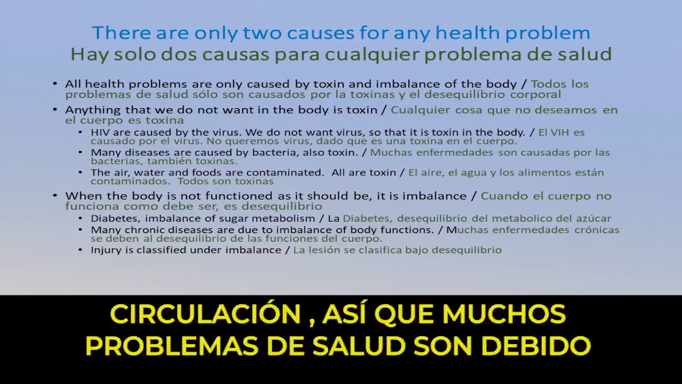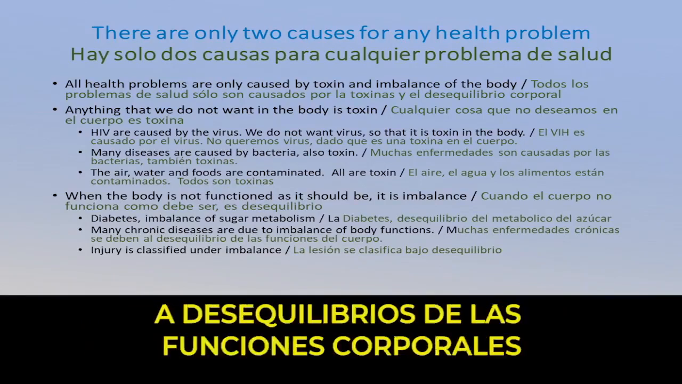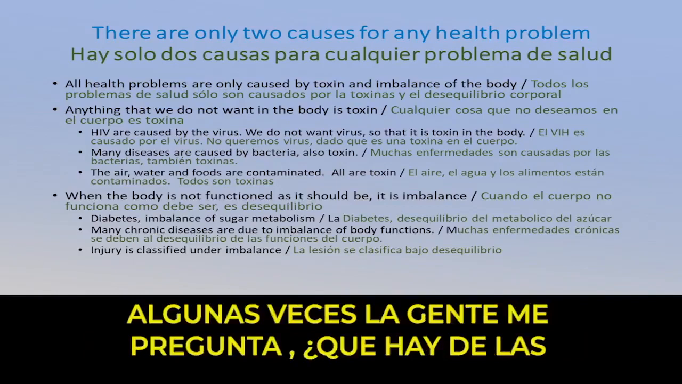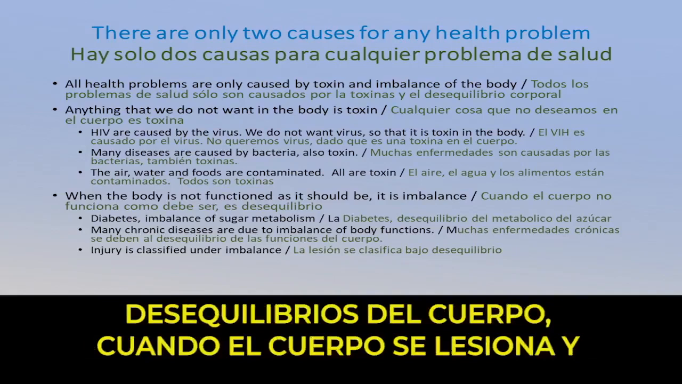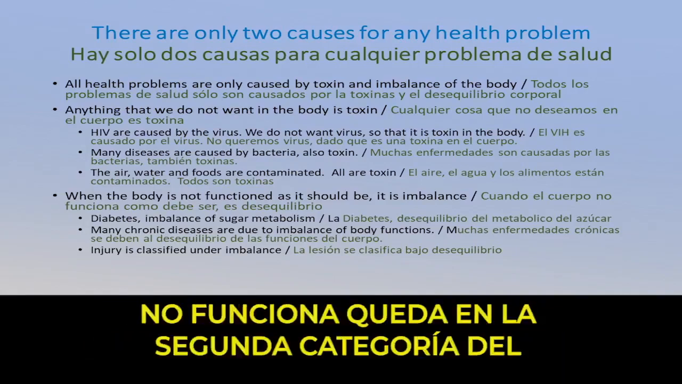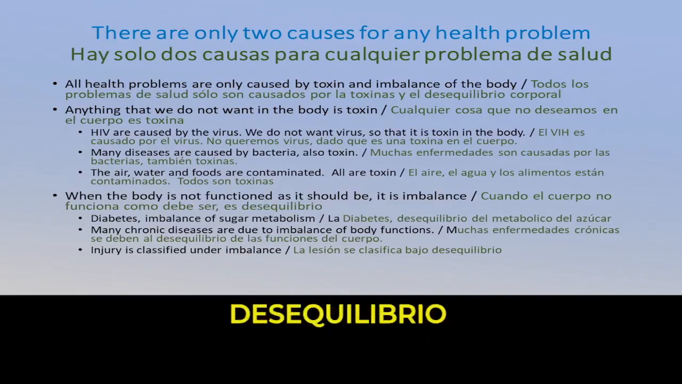Okay, so many chronic diseases are due to imbalance of body function. Sometimes people ask me, how about injury? Someone has an accident or injury. So we say injury is due to imbalance. The body is injured, it does not function as it should. So it's also under this second category, the imbalance.